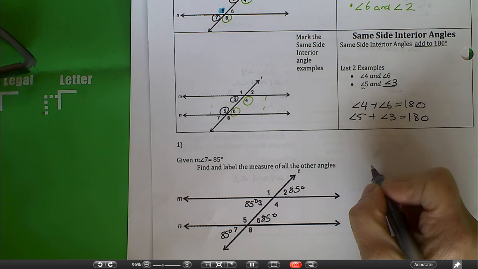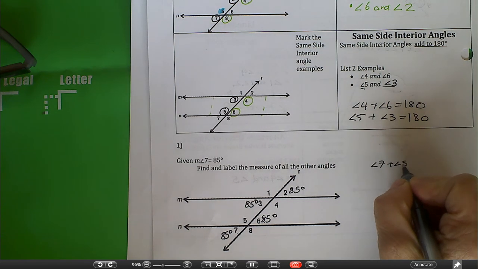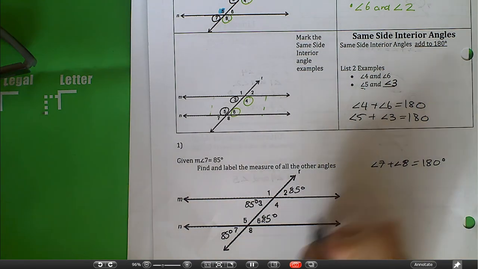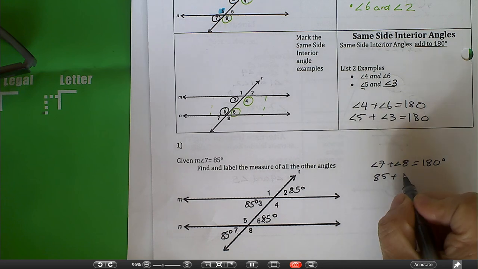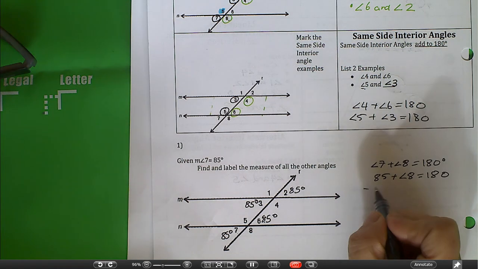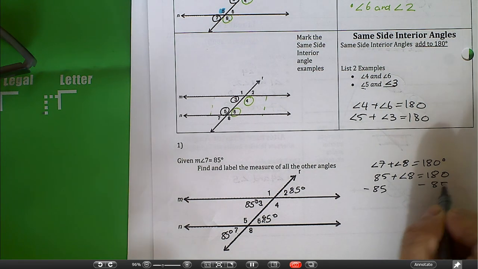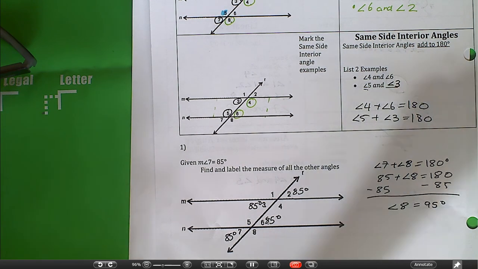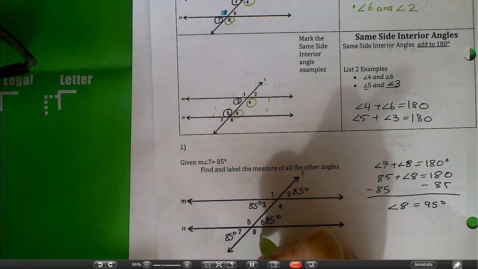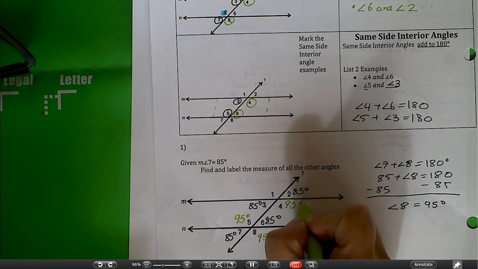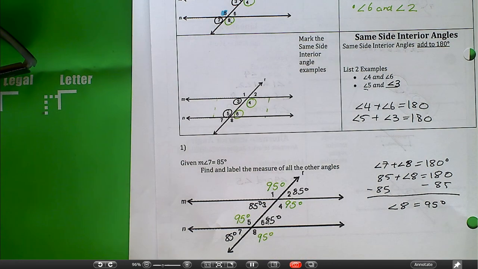I will say angle 7 plus angle 8 is equal to 180 because they are supplementary. They form a line. Angle 7 is 85, plus angle 8 is equal to 180. You want to subtract 85 from both sides, and I end up with angle 8 is equal to 95 degrees. So now I'm going to put 95 degrees, 95 degrees, 95 degrees, and 95 degrees. Those are the measures of all the angles.